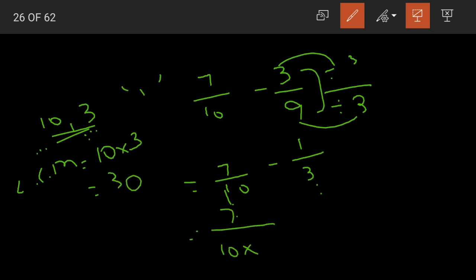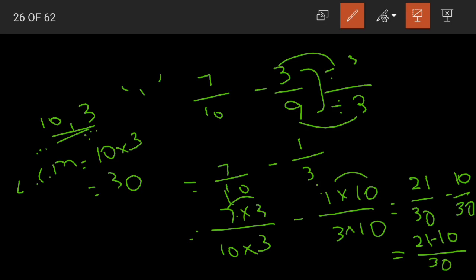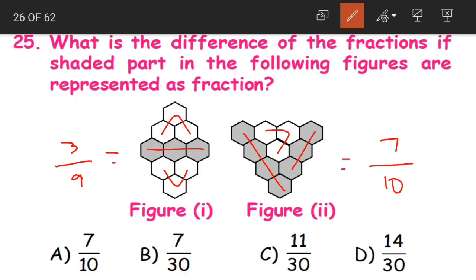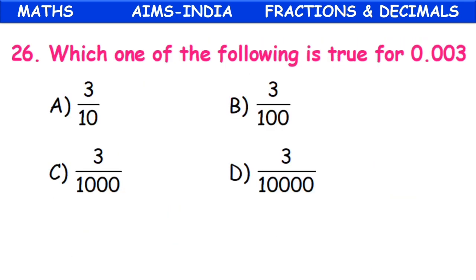So here 10 should be multiplied by 3 and 3 should be multiplied by 10 to get 30. 7 threes are 21 divided by 30 minus 1 ten is 10 divided by 30. Now 21 minus 10 divided by 30. 21 minus 10 is 11 by 30. So 11 by 30 is our answer, that is option C. The difference of the fractions 7 by 10 minus 3 by 9 is equal to 11 by 30. Understood, children?